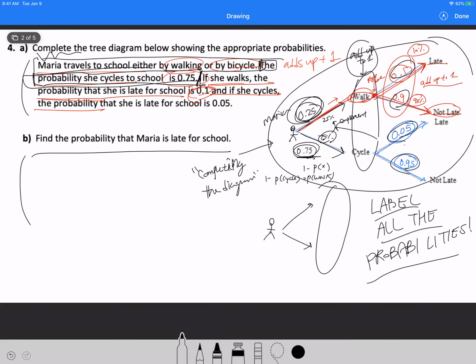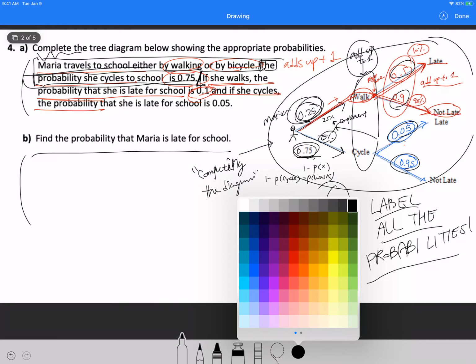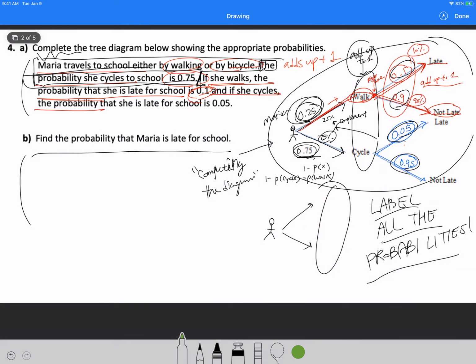Okay, so how do I do that? Well, first of all, there are four different outcomes. There is this branch where she walks and then ends up being late. She walks and then is not late. She cycles and then is late. And then she cycles and is not late. So there are four different possibilities within this given tree diagram.